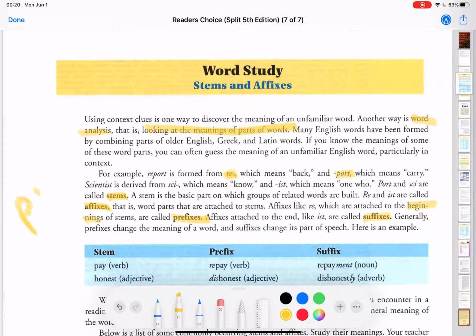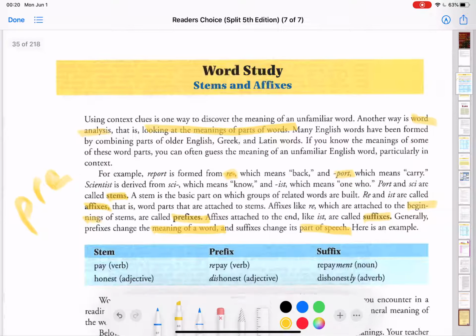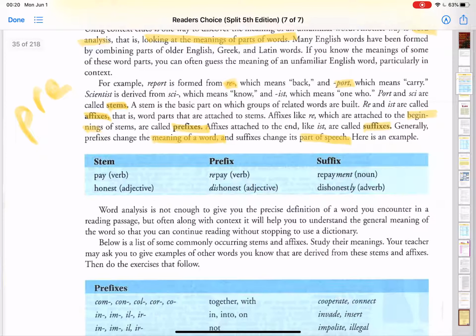Actually, P-R-E, pre, is a prefix that means before, so that makes sense. A prefix comes before the stem. A suffix is a part of the word that comes at the end of the stem. So generally, a prefix changes the meaning of a word, and a suffix changes the part of speech. If you keep reading, you can see a few examples.